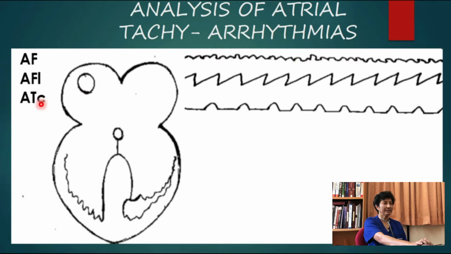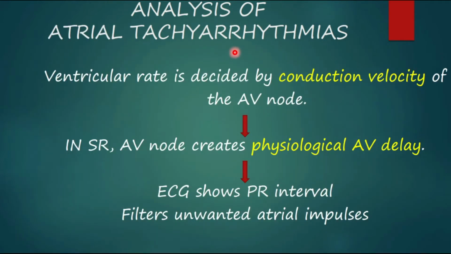In atrial tachycardia, you can see very fast, regular atrial activities, abnormal P waves with isoelectric baseline, and there is fairly organized contraction of atria during atrial tachycardia. In all these three conditions, atria are in tachycardia. In atrial tachyarrhythmias, the ventricular rate is decided by the AV node conduction velocity.